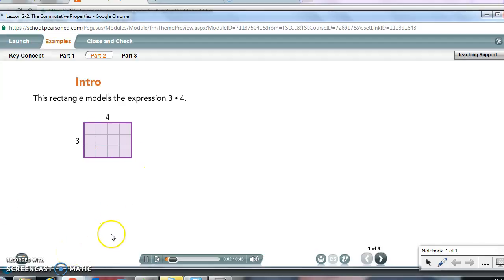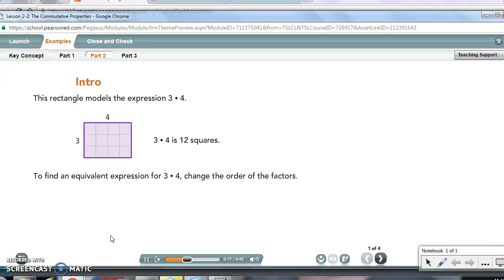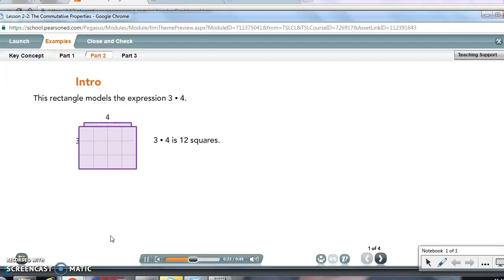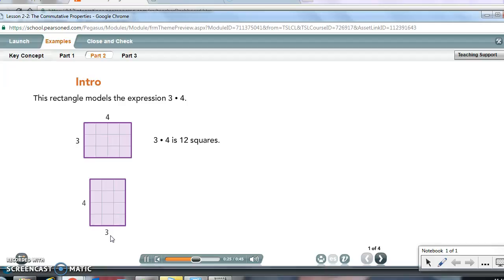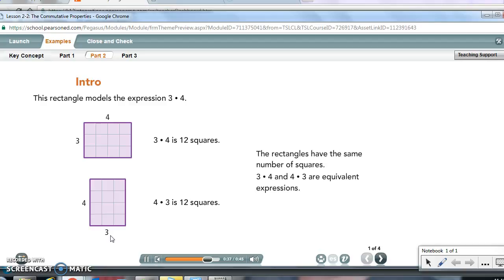model the expression 3 times 4. Three times 4 is 12 squares. To find an equivalent expression for 3 times 4, change the order of the factors. Four times 3 is 12 squares. The rectangles have the same number of squares. 3 times 4 and 4 times 3 are equivalent expressions.